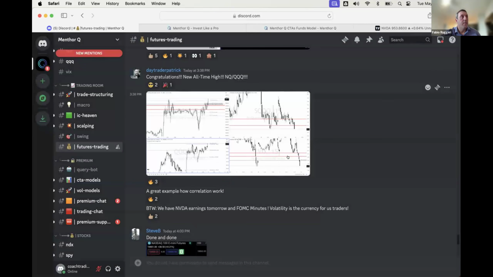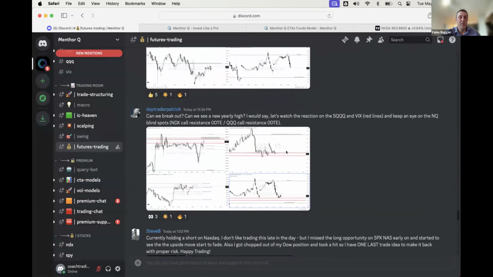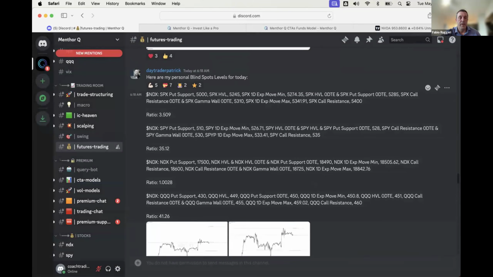I think we have a couple of other questions. So one from Hero: what are the levels that Patrick uses? If you look at the futures trading chat, I think, Patrick, you post them almost every day. Yeah, they're posted here. So these are the levels that Patrick uses with the ratio. You can plot these directly using the indicator, using the same ratio and the same levels.